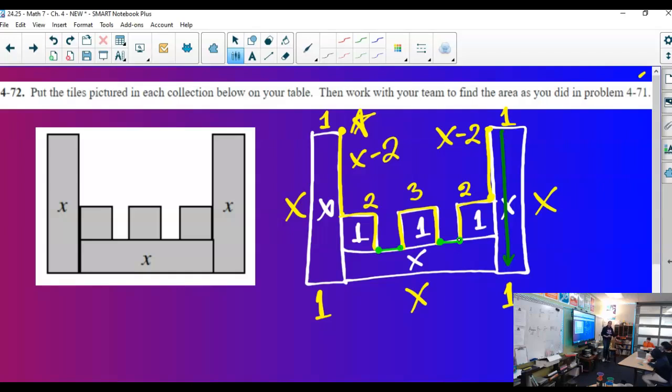So quit trying to give it numbers if it's part of X, because we don't know what X is. Remember, X looks as big as it is, but that's not true. X can get bigger, X can get smaller. The 1s cannot change, but the X's can. Look up here real quick.